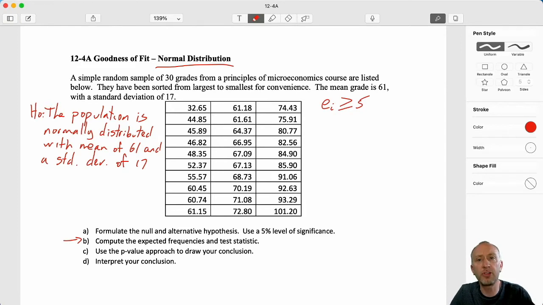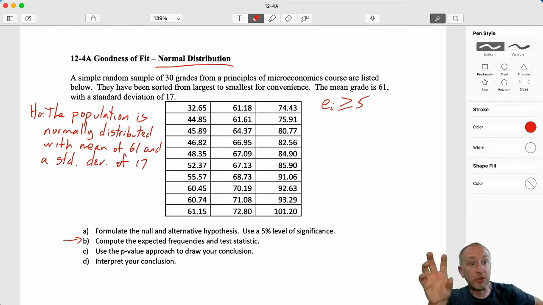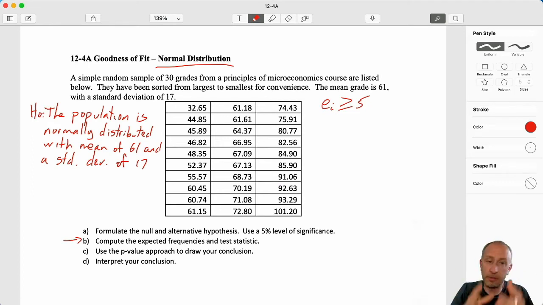Do we have evidence to show that these observations come from a normal distribution, one with a mean of 61 and with a standard deviation of 17? So that is what we are going to use when we say we're going to assume the null is true until we have evidence to show otherwise. That is what we're going to use to determine our intervals, to determine our expected frequencies.